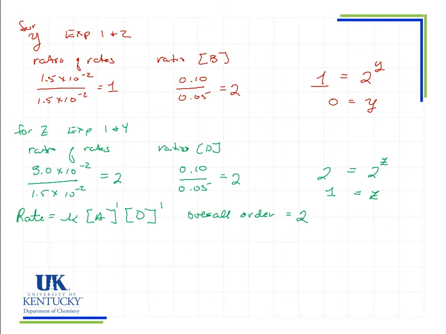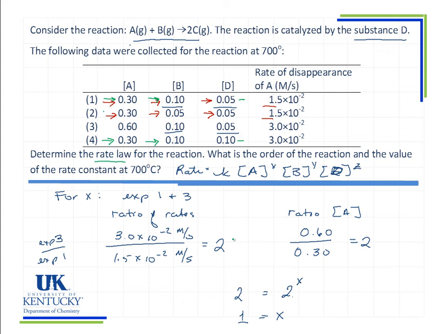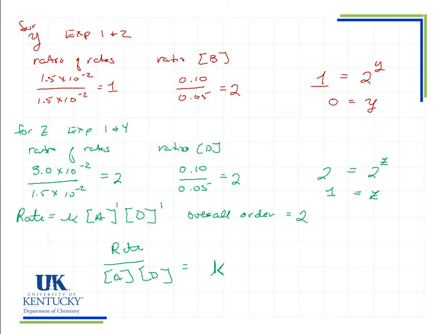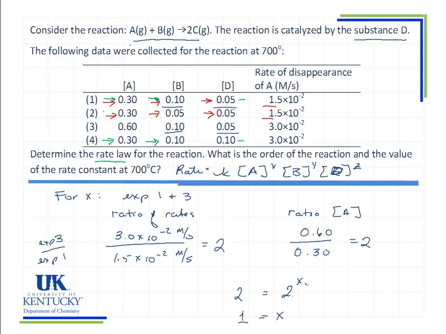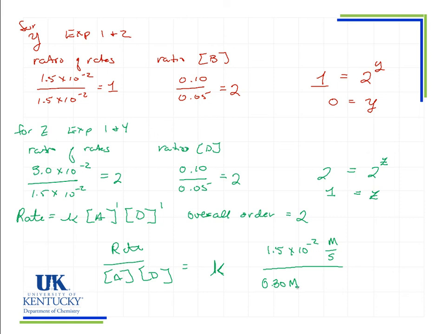Lastly, it wants us to determine the value of the rate constant K. I'm going to take this experiment and I'm going to solve it for K. Rate divided by A times D would give me K. The rate, I can choose any one of these experiments. So I'm going to choose experiment 1. The rate is 1.5 times 10 to the minus 2 molarity per second. Make sure you include the units because you not only want to know the value of K, but you want to know the unit for K. In experiment 1, A was 0.3 and D was 0.05. So we'll put 0.3, and this is in concentration, molarity, and D is 0.05.